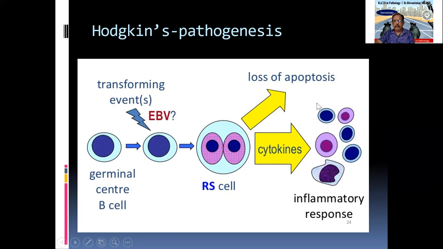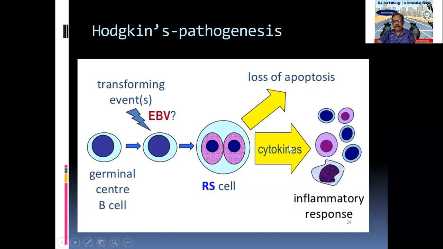Today you have got the corona, because of which there are cytokines and there is a lot of inflammatory response. Similarly, in Hodgkin's also, it will be there. Or sometimes, touch wood, you may recover and the cells are lost by a process of apoptosis.